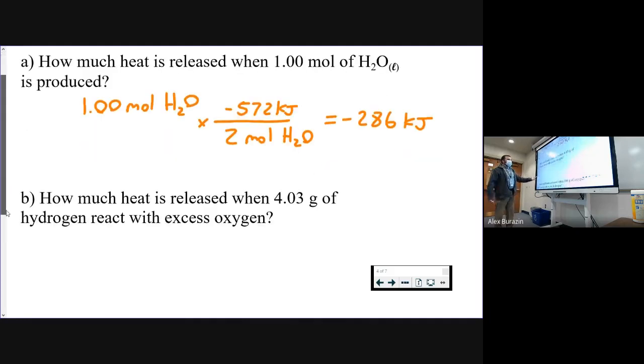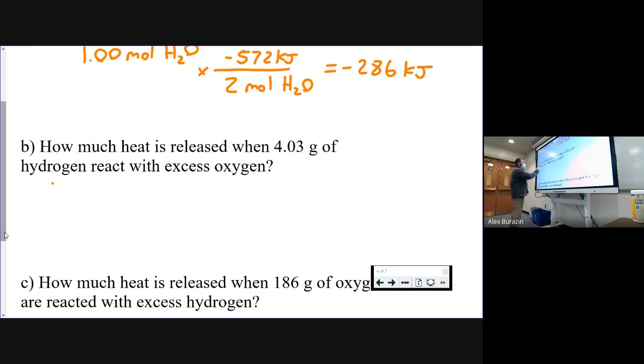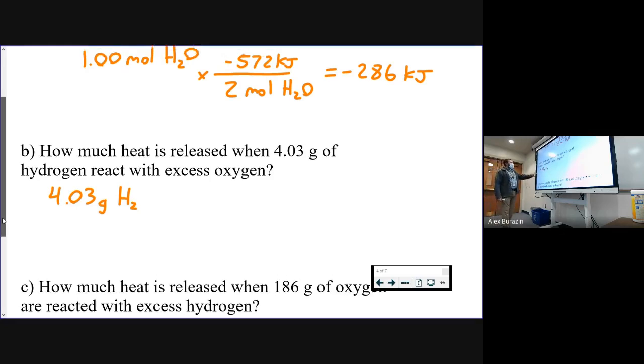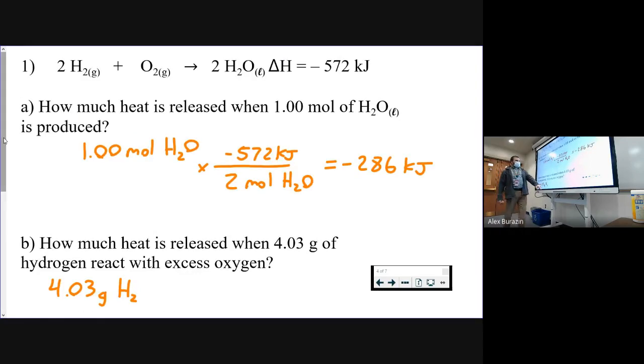How much heat is released when I have 4.03 grams of hydrogen reacting? 4.03 grams of hydrogen. I eventually want to get to energy, but I can't do grams versus energy, can I? Got to go to moles first. That makes sense, right? These are molar ratios. So I can only make a comparison between my reactant and my energy if I'm in moles, because I know for every 2 moles of hydrogen that I burn, I get that much released.